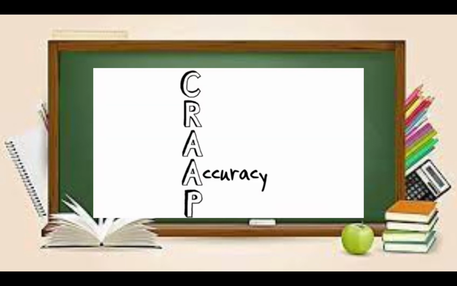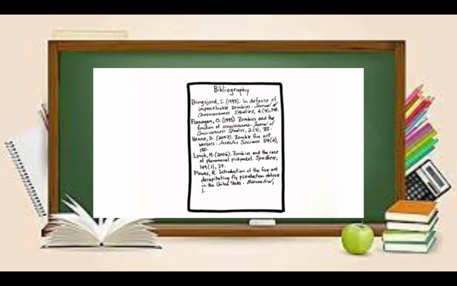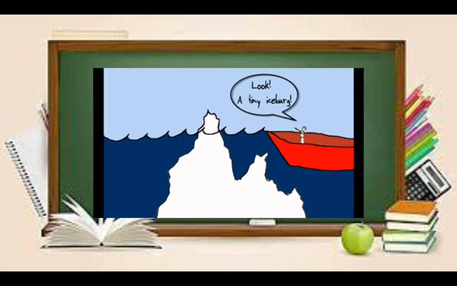Accuracy and verifiability. Does the source match your understanding of the topic? Can you verify the claims in other sources? Never rely on just one source. Is there a bibliography or list of works cited? What types of sources and how many relevant sources are cited? This is an indication of the depth of the author's knowledge.